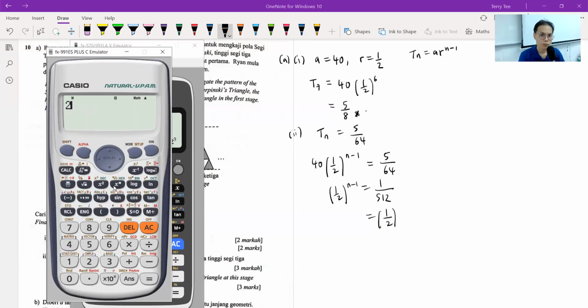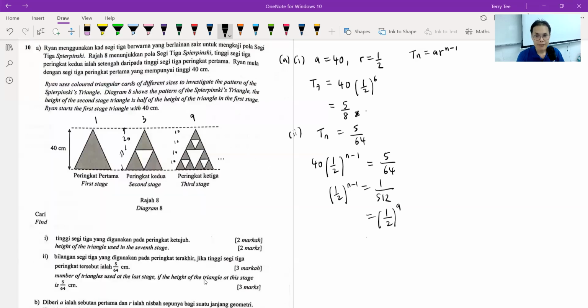For example, 2 power 8. Do you get 512? No. 2 power 9. Yes, 2 power 9 is 512. So here we write 2 power 9. By comparing the power, n minus 1 is 9, n is 10.